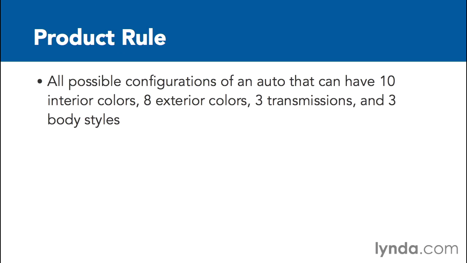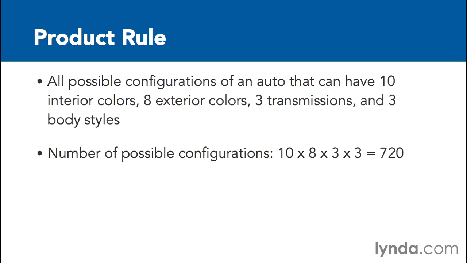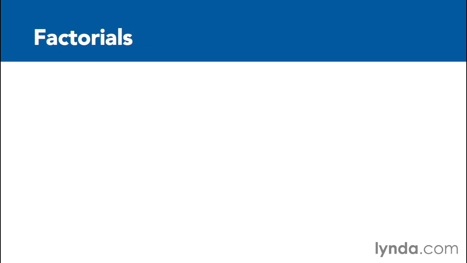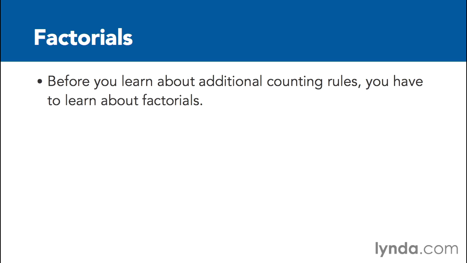Well, for that automobile example, we apply a counting rule called the product rule. Here's the example again. 10 interior colors, 8 exterior colors, 3 transmissions, and 3 body styles. The number of possible configurations is 10 times 8 times 3 times 3 equals 720. So if all configurations are equally probable, the probability that a buyer selects any particular configuration is 1 over 720, or 0.0014.